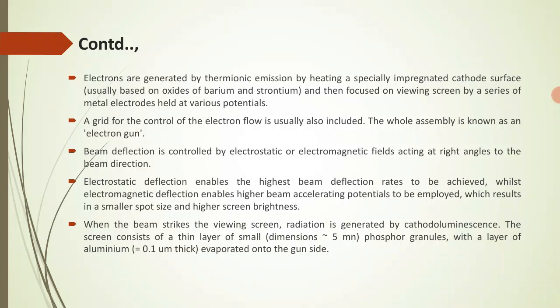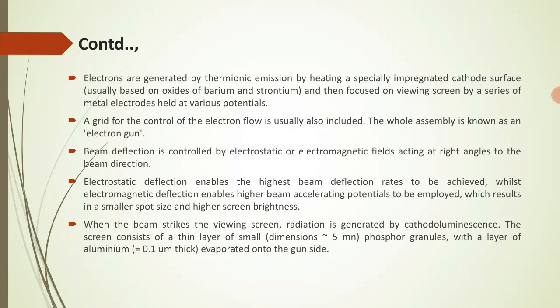After controlling, it is passed through the deflection plates of X. So here the beam deflection plates are controlled by the electrostatic or the electromagnetic field, which acts at right angles to the beam direction. So here the electrostatic deflection enables the highest beam deflection to be achieved, while the electromagnetic deflection enables the higher beam accelerating potential to be employed.